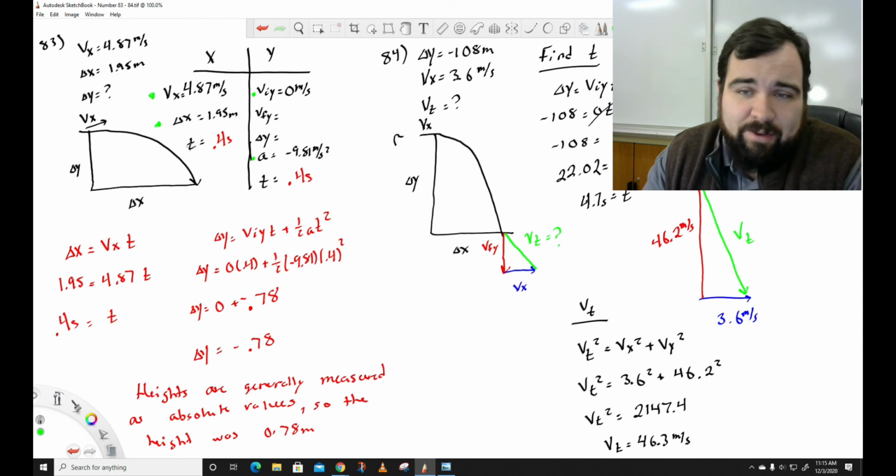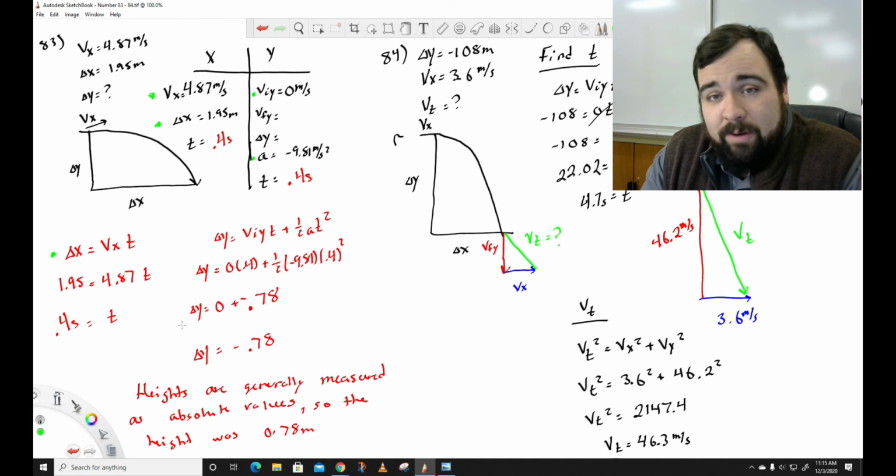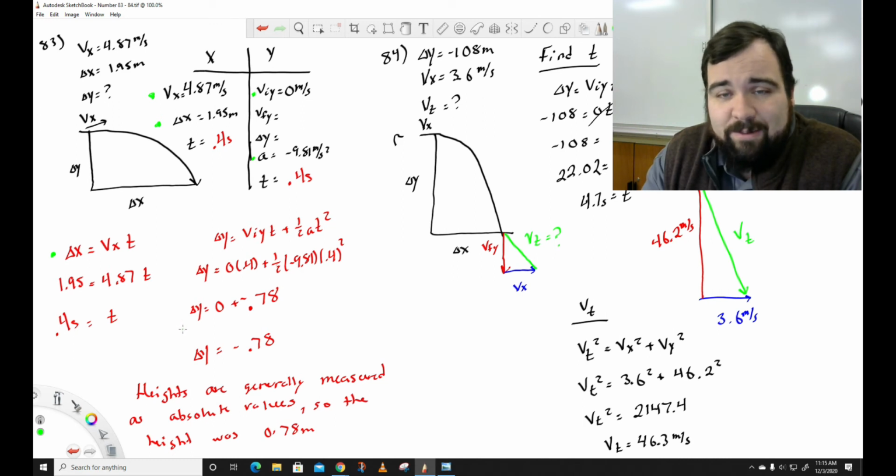If t is unknown and there's a way to solve for it, that is always the first thing we should do. So we go ahead and do that here with the delta x equation. We know how far the ball goes, we know what Vx is, so we can plug those values in and find the time, getting a time of 0.4 seconds. Throw that in both sides of our chart.